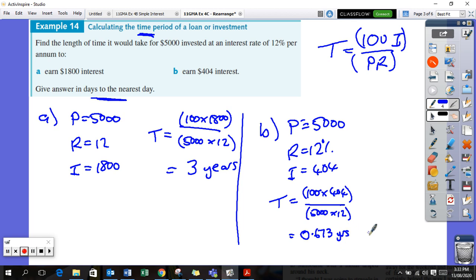Okay, and then to get it into days, we're going to times by 365. So there's 365 days in a year. Okay, so we're going to multiply that by 365. Now we have this 245.76 days. Oh, we're going to round that to 246 days. So we've got to round up, otherwise we're going to be under what we want, under the interest.